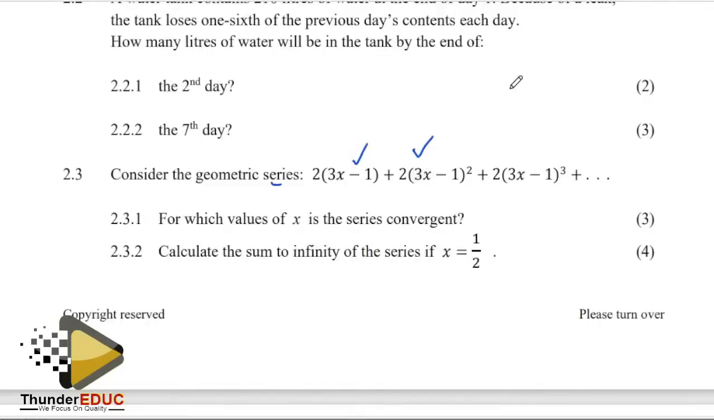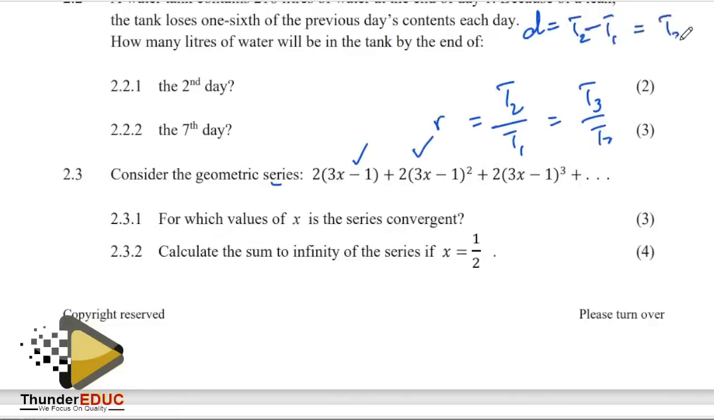And then apply all of that. Remember, it's T2 over T1, or T3 over T2. That's how we get the common ratio, not the other way around. Same applies with the differences. When you're getting the differences, T2 minus T1, which is the same as T3 minus T2, just between consecutive terms. Okay, so in this case, our ratio would be 3x minus 1. Okay, then they're asking for which values of x. They're not asking for r. For which values of x is the series going to converge? Then bring in that condition: -1 is less than r, and r is less than 1.